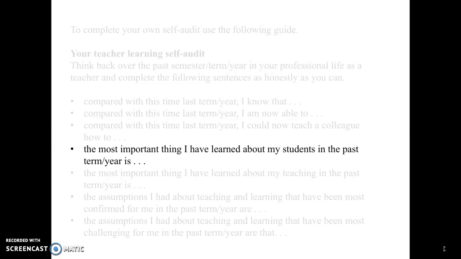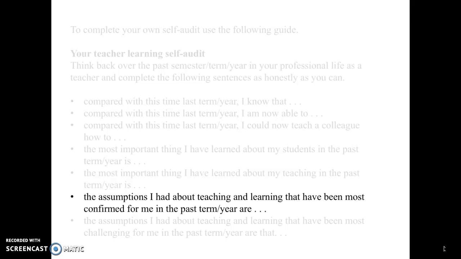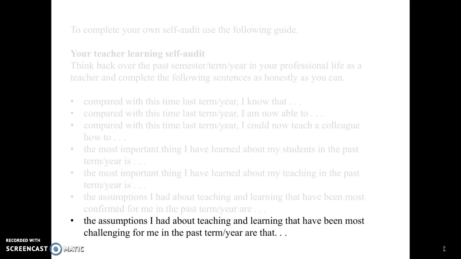The most important thing I have learned about my students in the past term or year is. The most important thing I have learned about my teaching in the past term or year is. The assumptions I had about teaching and learning that have been most confirmed for me in the past term or year are. The assumptions I had about teaching and learning that have been most challenging for me in the past term or year are that.